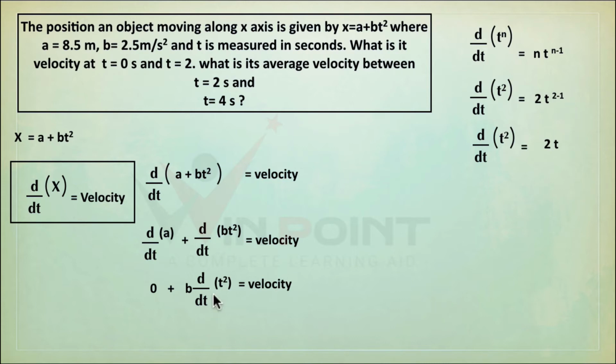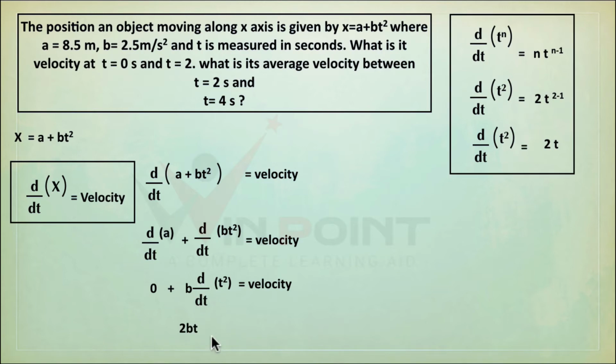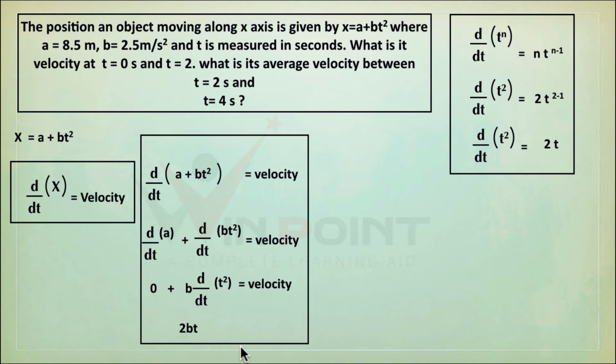Okay, so what is the differentiation of t square here? It will be 2t. So we are changing it again. Okay, 2bt. Here already there is a b, and d by dt of t square is 2t. So it will be 2bt, equal to velocity. We need to find the velocity at t equal to 0 second and at t equal to 2 second.